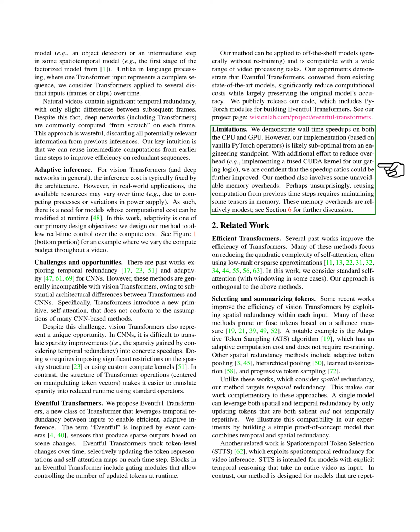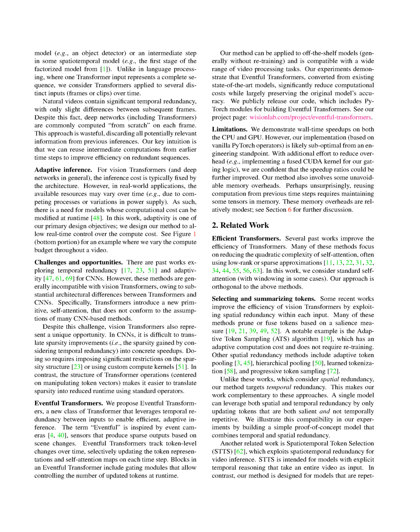However, our implementation does have some limitations. While we demonstrate speedups on both the CPU and GPU, our implementation is likely suboptimal from an engineering standpoint. With additional effort to reduce overhead, we believe that the speedup ratios could be further improved. Additionally, our method does involve some unavoidable memory overheads, as reusing computation from previous time steps requires maintaining some tensors and memory. These memory overheads are relatively modest. We're excited to share our code publicly, which includes PyTorch modules for building eventful transformers.